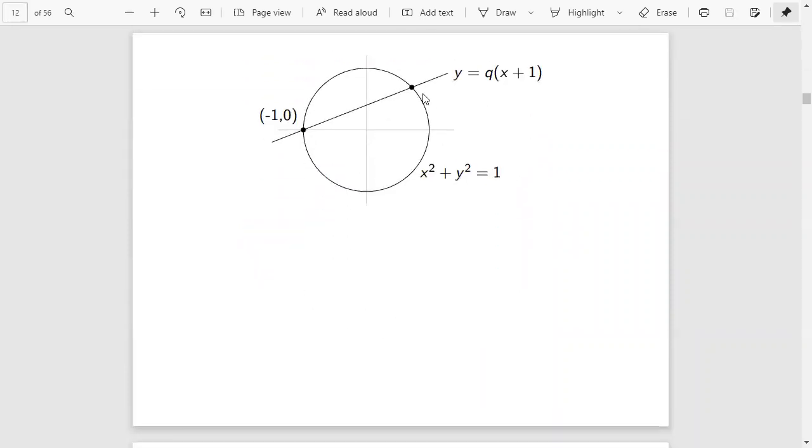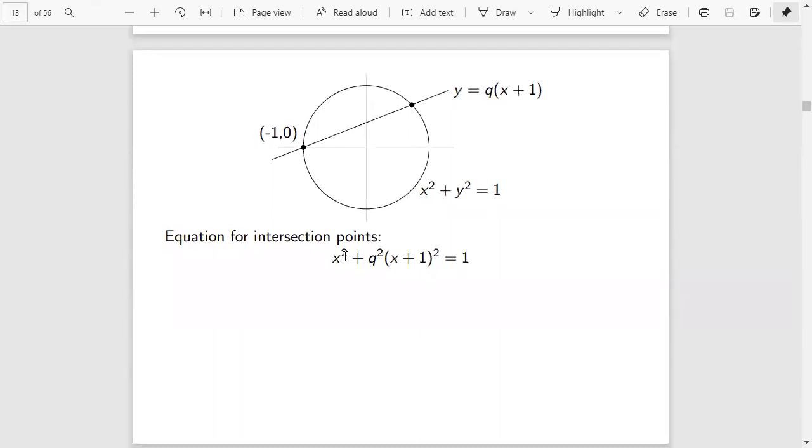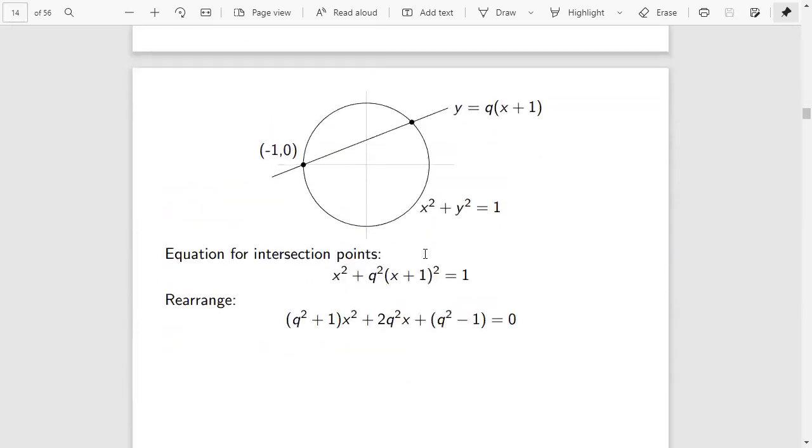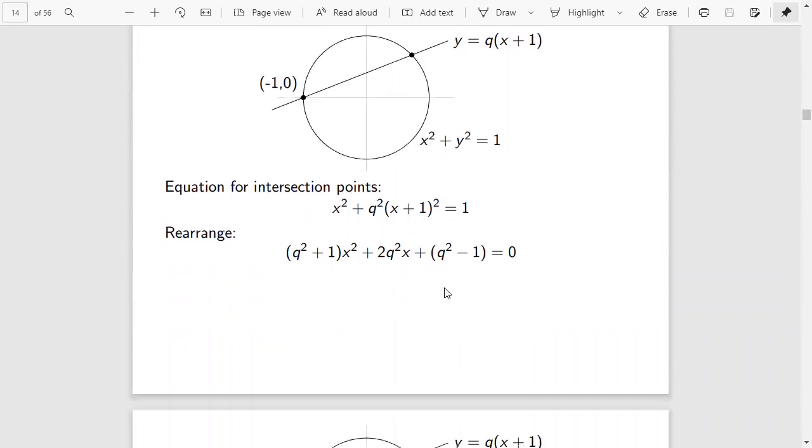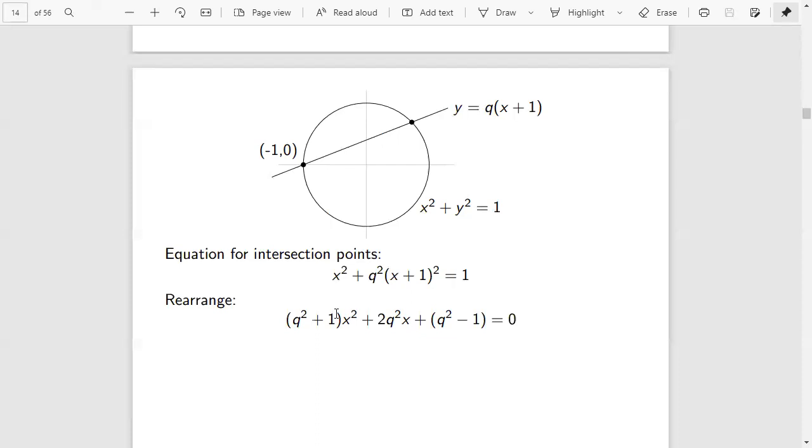Okay, so while we do that, we write down the equation of the line: y equals q times x plus 1. We substitute that into the equation of the circle, and we get x squared plus q squared times (x plus 1) squared equals 1. Then we can rearrange this into a quadratic equation for x. So we get this quadratic in x. We're treating q as something that we fixed here. So how about we solve this quadratic equation?